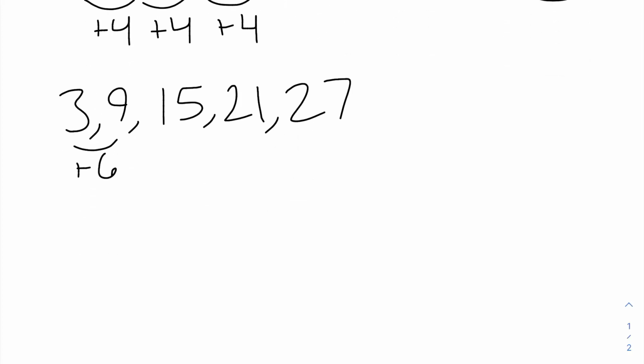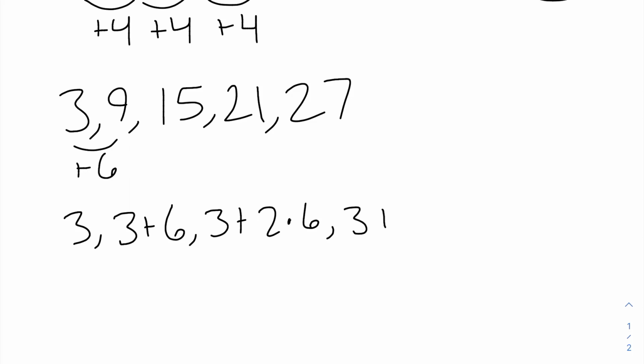So let's do something interesting here. We're going to split up each term into 3 plus a multiple of 6, because 3 is the first number in our sequence. So we're going to have 3, then 3 plus 6, then 3 plus 2 times 6, then 3 plus 3 times 6, and finally 3 plus 4 times 6, and these are all the terms we're given. So what do we notice?